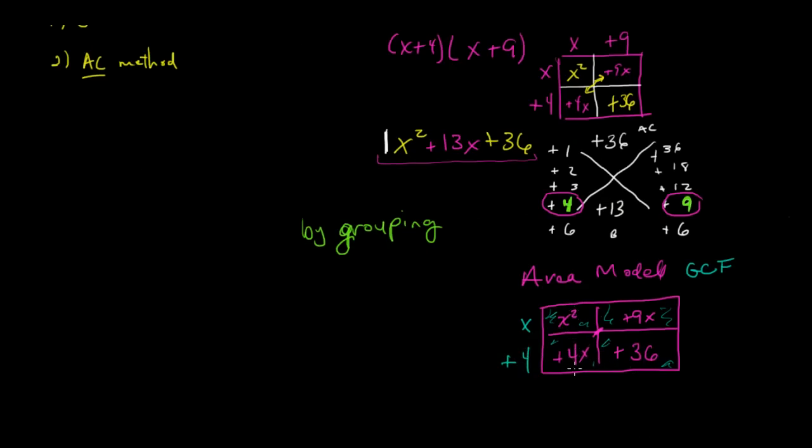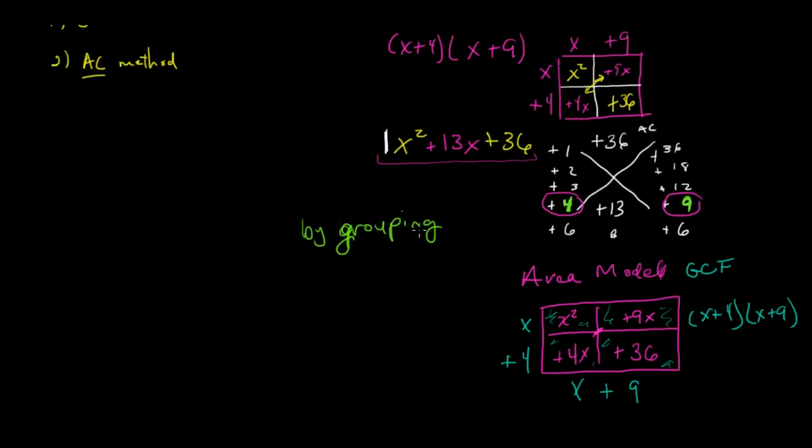Going down, doing my length now, the first column is an x squared and a 4x. The greatest common factor is x there. And my second column is positive 9x and a positive 36, and the greatest common factor there is 9. So our greatest common factors tell us that our width is x plus 4, and our length is x plus 9. And that's using the area model to derive the factors of this polynomial up here, of this trinomial.